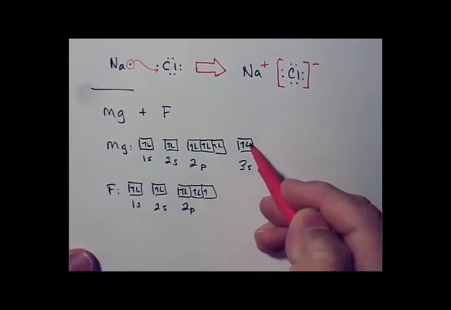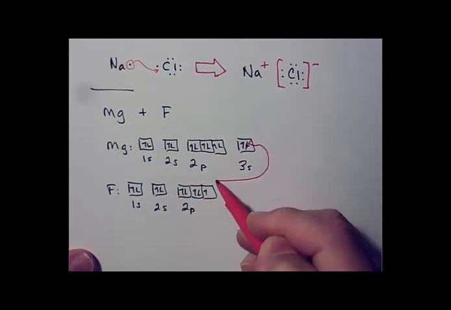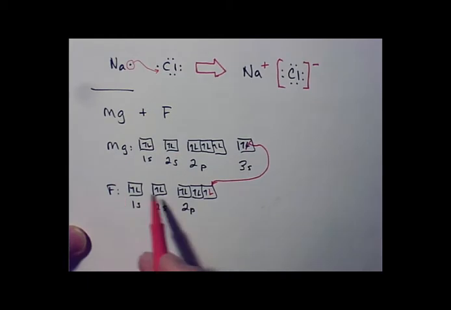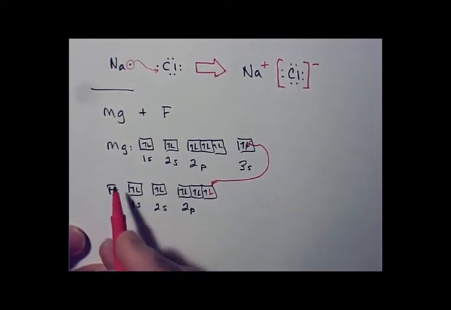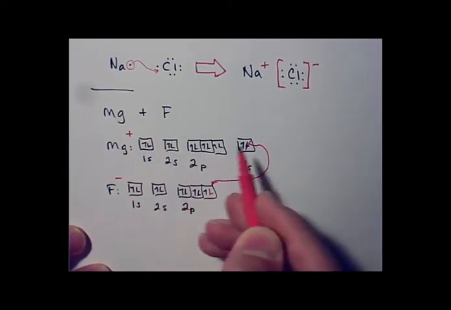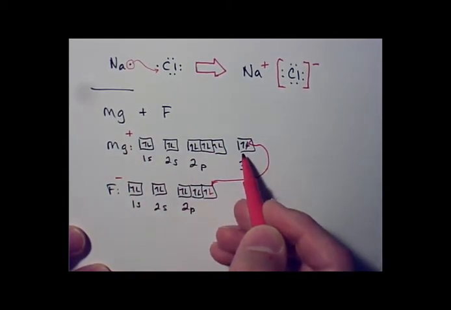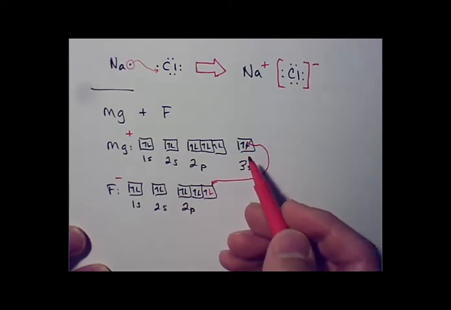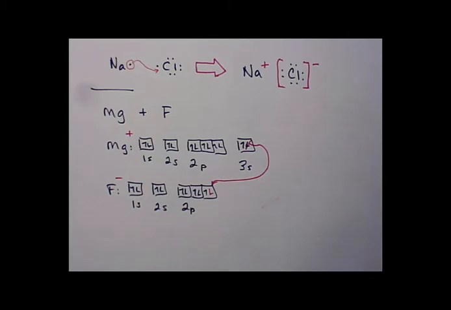Okay. So if I take this one right here and I move it down here, that takes care of fluorine. It now has 8 electrons in its outer energy level, yes? And it has a negative charge. Magnesium has a plus charge, but it still needs to lose an electron. What do I do? Add another fluorine. Yeah, add another fluorine.